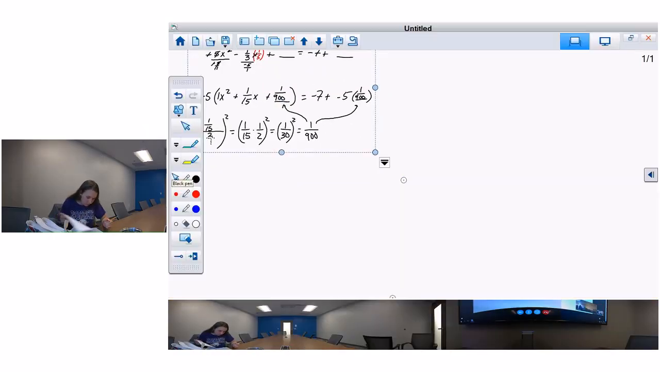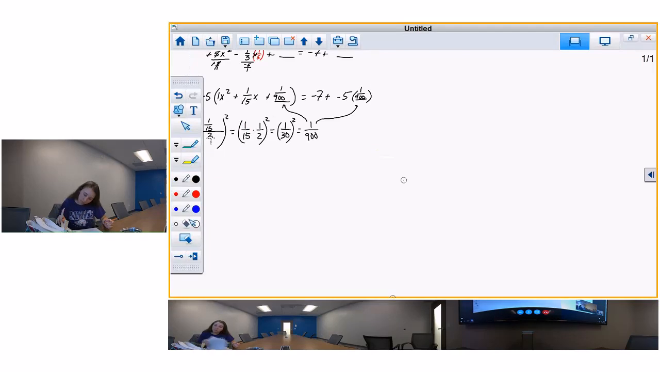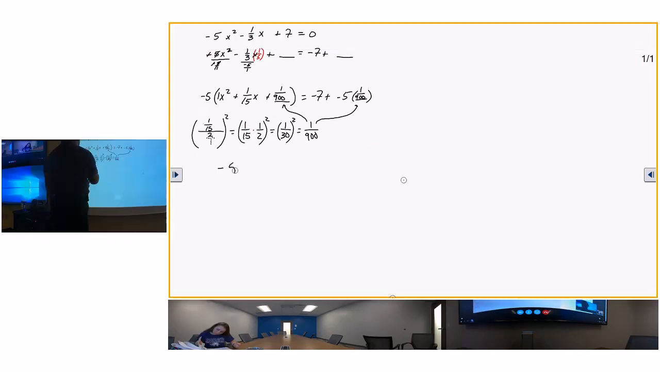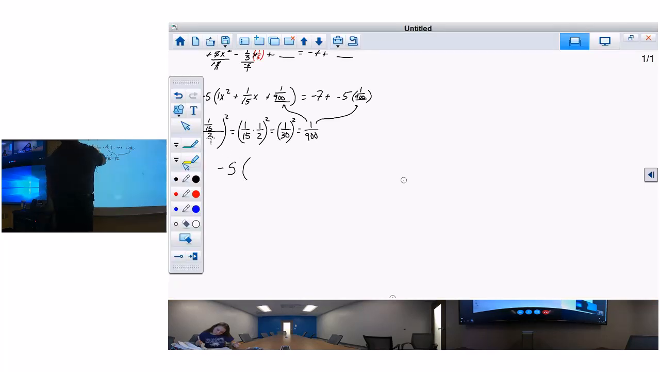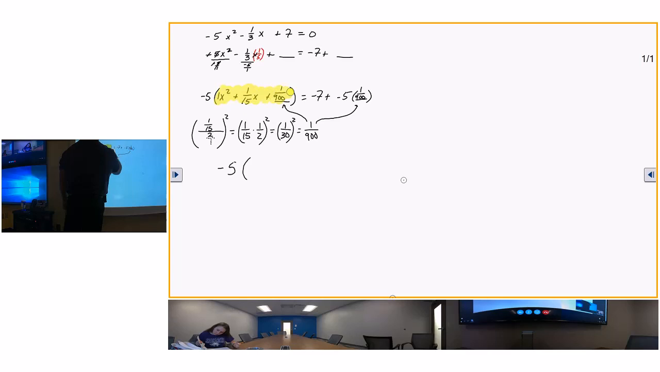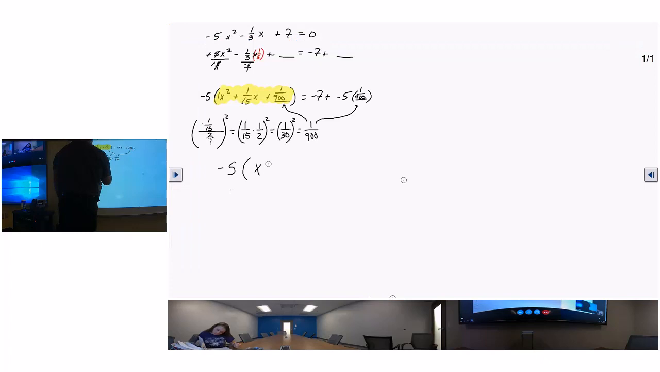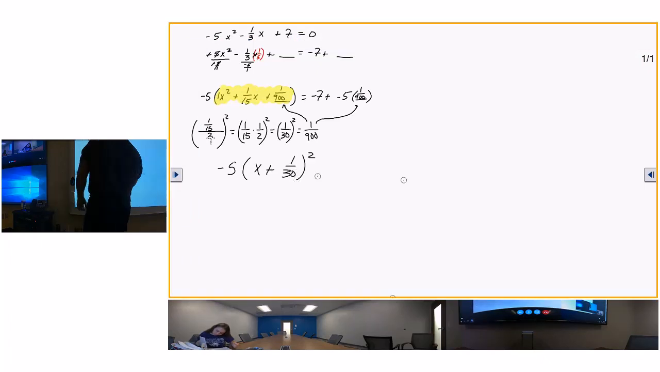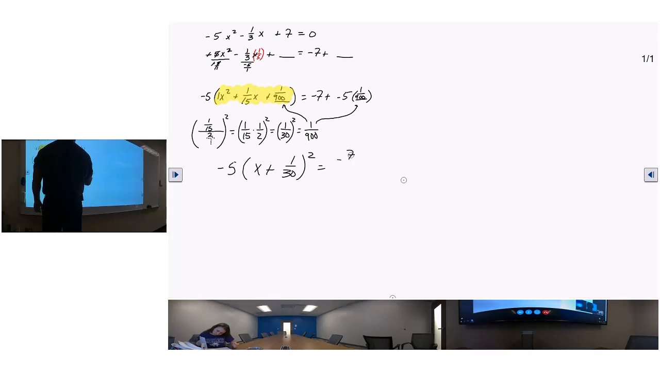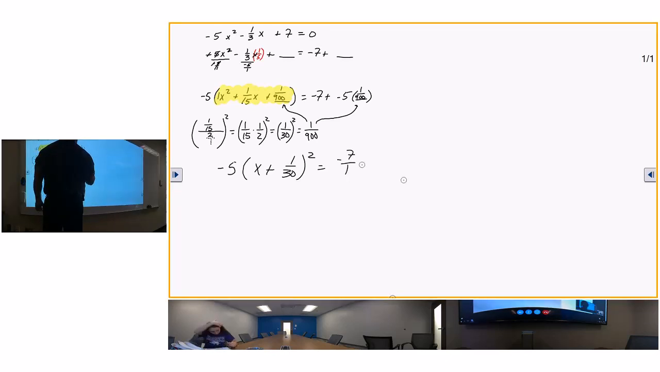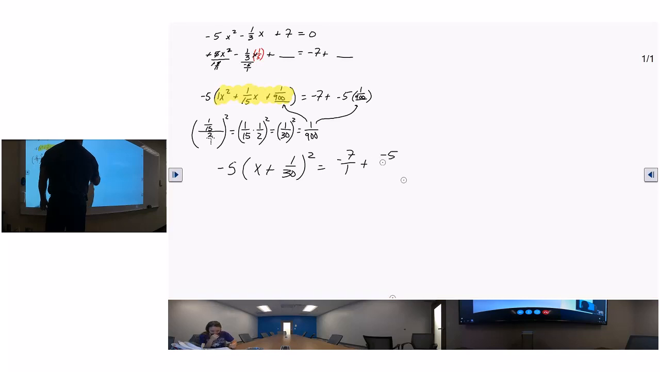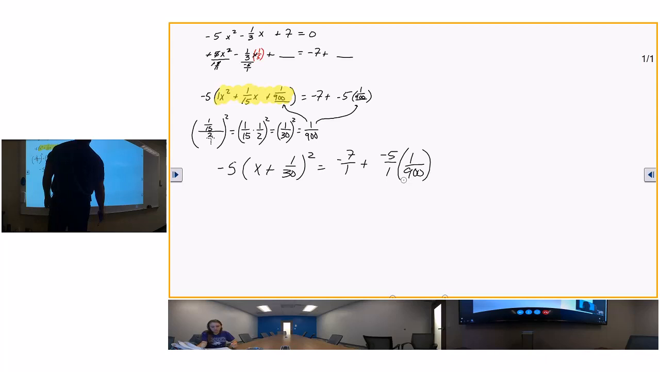Okay, now that's going to give us -5 times shortcut number 1, and I'm going to highlight this. That's going to be x plus 1 over 30, quantity squared, is equal to -7 over 1 plus -5 over 1 times 1 over 900. I'm putting every step in here.